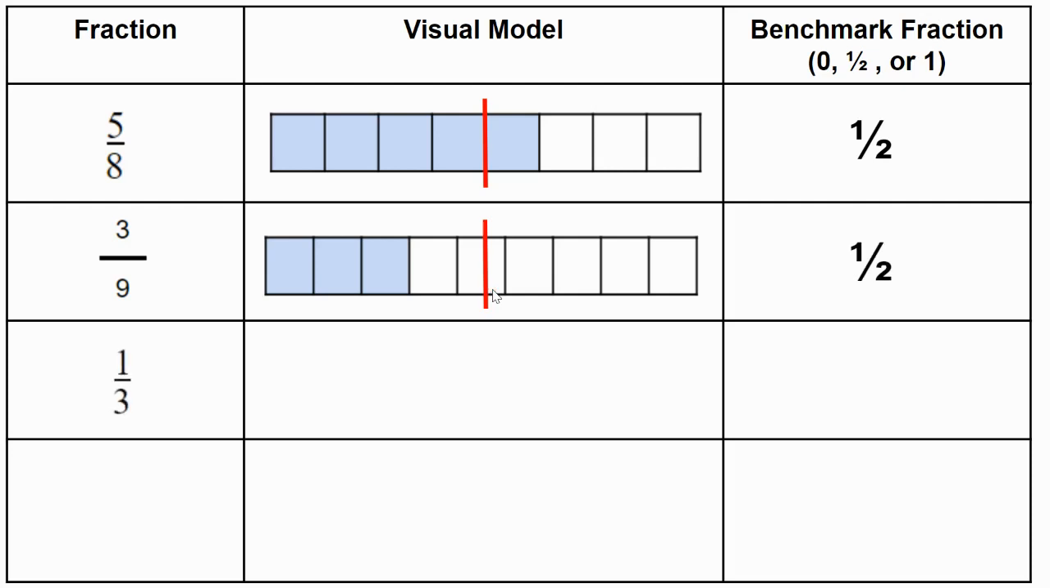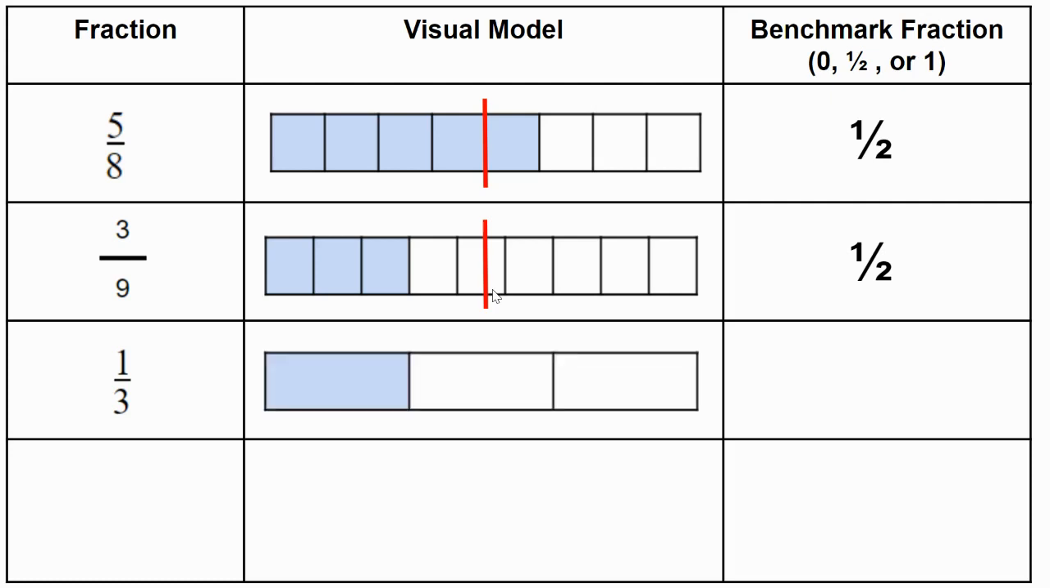Now we have 1/3. So in the visual model, we'll have 3 equal parts with one of them shaded. Once again, we're going to find that halfway mark, which is going to be in between the second part. We can see that there's one part that's shaded past 0, but we only need half of a part more shaded to get to the halfway mark. So 1/3 is closest to 1/2.